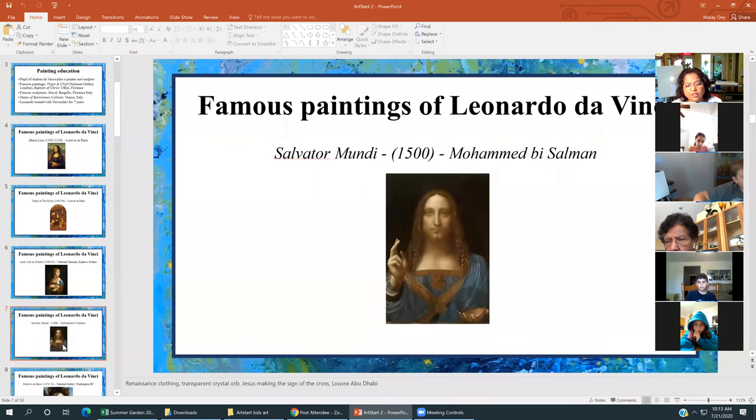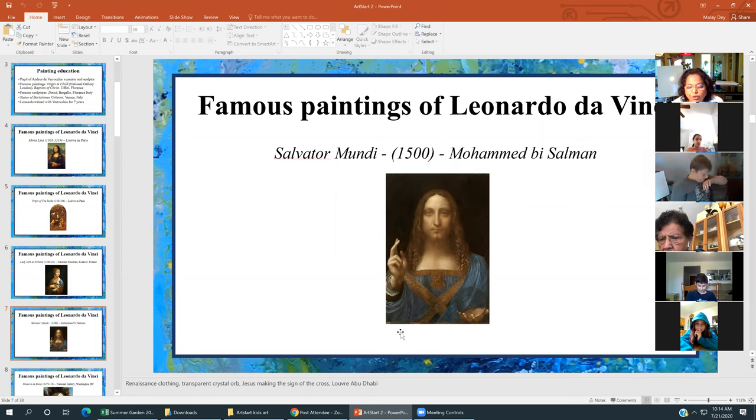Okay. Let's look at this one. This painting is called Salvator Mundi, which is basically Jesus. And he's showing the sign of the cross. But you look over here, see right here? He has a little orb, like orb is a circular thing, but it's transparent. And behind this transparency, you'll see that there was a signature of Vinci, okay? And right now it's owned by Mohammed bin Salman, who is from Saudi Arabia, no, Abu Dhabi, in Abu Dhabi.